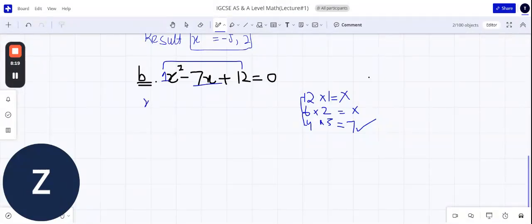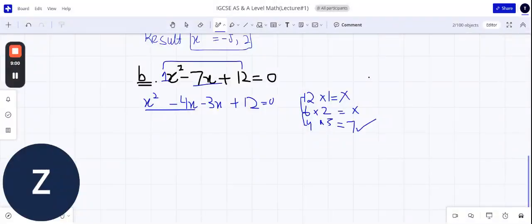So the first term will remain the same, x squared, and the last term also will remain the same, plus 12. Now place the factors here. The sign in the question we have is minus. So with the bigger factor we will write a negative sign. But with the smaller factor we will also use the same sign, because minus and minus makes plus. So minus 4 minus 3 would be minus 7. But the sign will remain the same, negative.